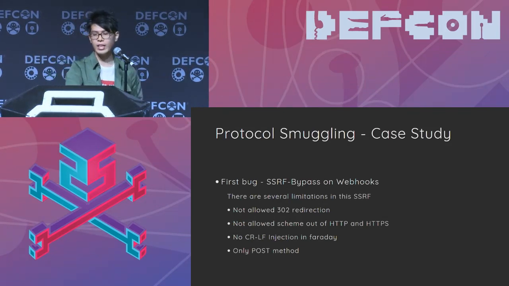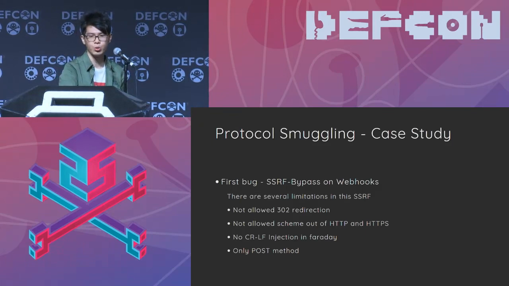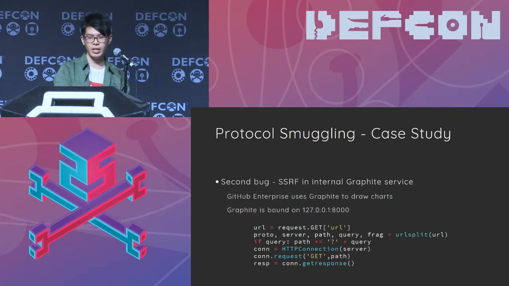Why? There are several limitations in this SSRF, such as this SSRF only allows the strings HTTP and HTTPS, and we can't change the scheme by 302 redirection. This is also a POST-based SSRF, and we can't even control the header or the POST data. The most important thing is there is no CRLF injection in this SSRF. We have an SSRF, but with lots of limitations.